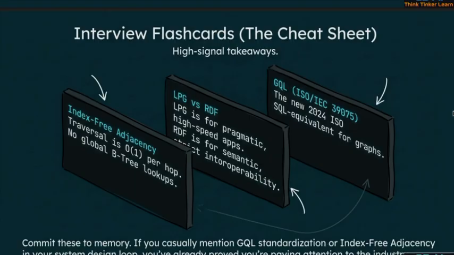To wrap up, here are your interview flashcards. Remember, index-free adjacency means O(1) per hop. LPG is for pragmatic speed, while RDF is for semantic interoperability. GQL is the new ISO standard you should mention to show you are current.